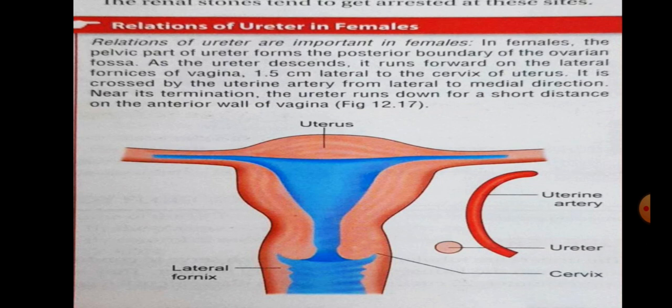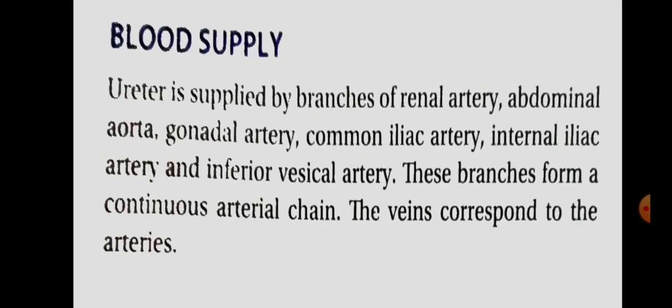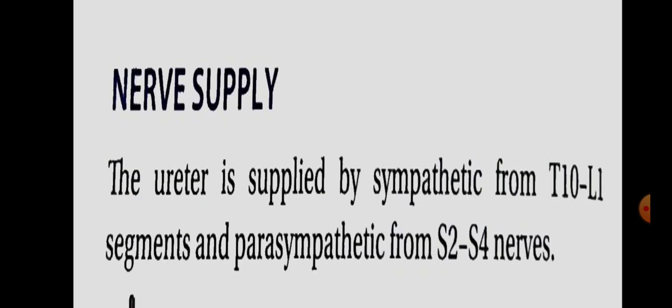Go through this figure, a beautiful figure, it gives you the meaning. Blood supply: the ureter is supplied by branches of the renal artery, abdominal aorta, gonadal artery, common iliac artery, internal iliac artery, and inferior vesical artery. These branches form a continuous arterial chain. The veins correspond to the arteries. Let us see the nerve supply.